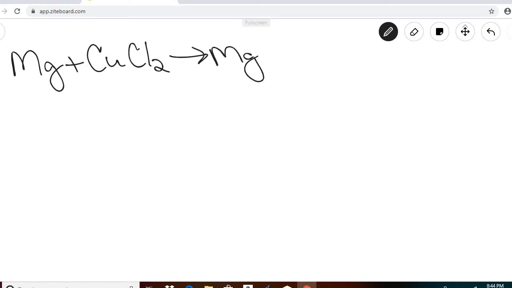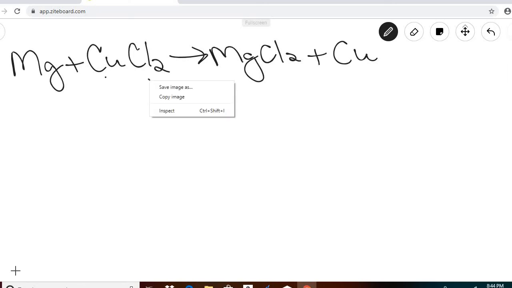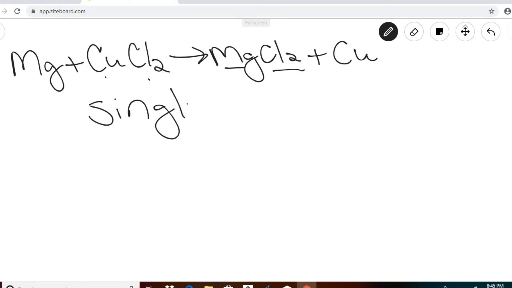Okay, then number 6, the last one, just gives us a series of reactions and asks us what type of reaction it is. So magnesium plus copper chloride gives us magnesium chloride plus copper. Okay, so looking at this, the copper and the chloride were together. Now the magnesium and the chloride together. And so that is a single displacement reaction.